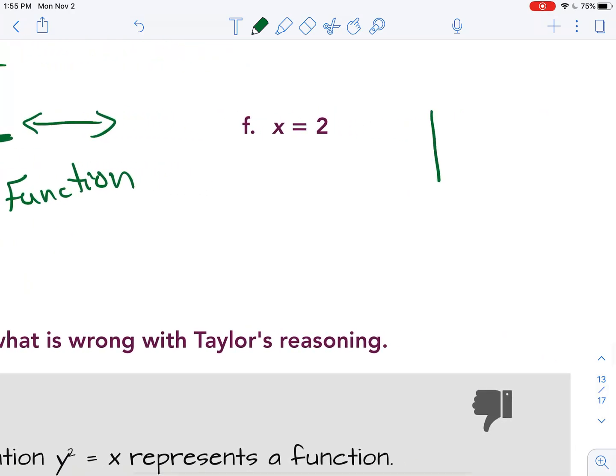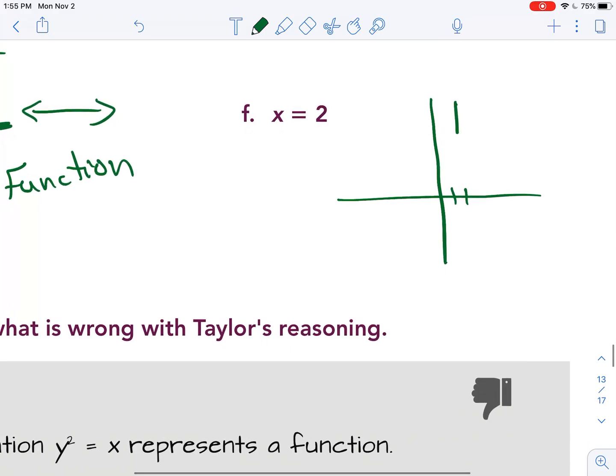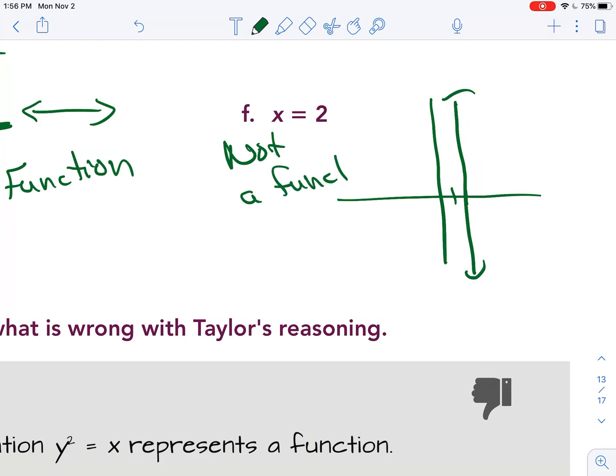If it was x equals a number, we told you that it's going to be a vertical line. Would that pass the vertical line test? It would not, so not a function.